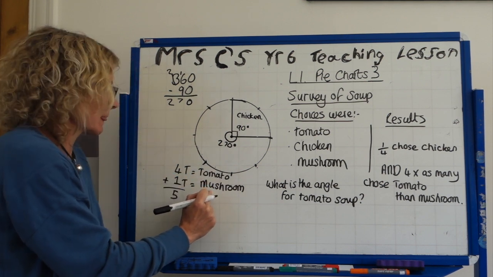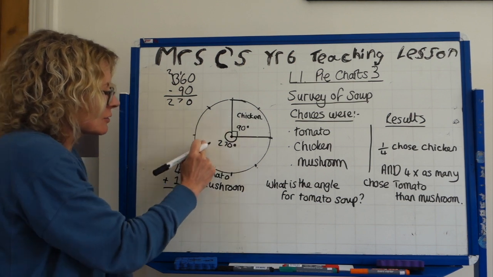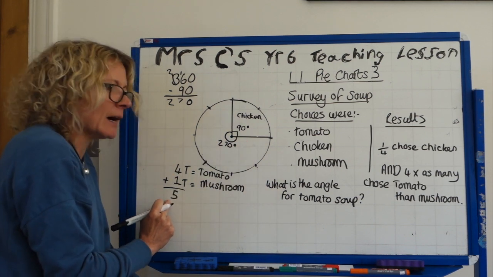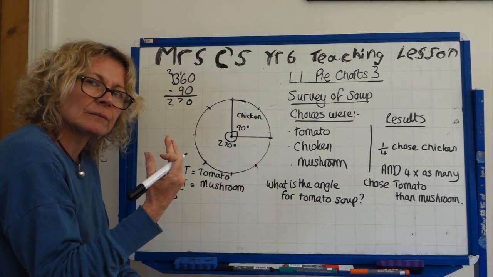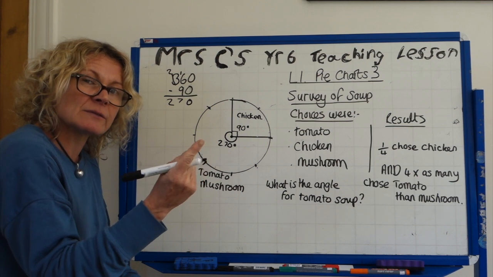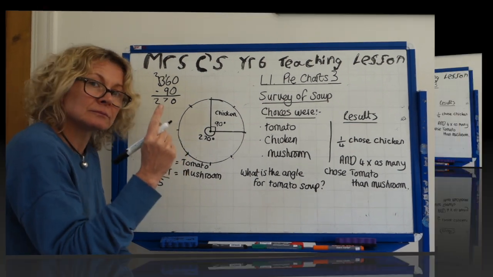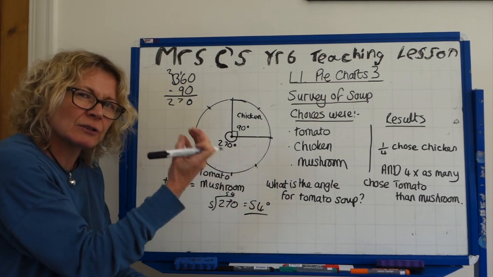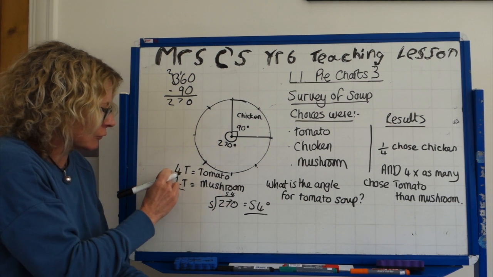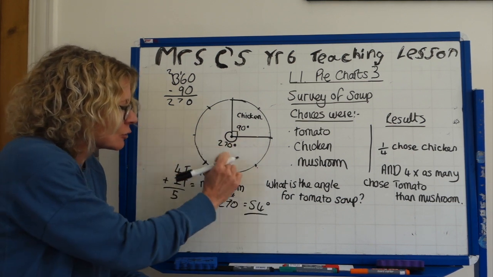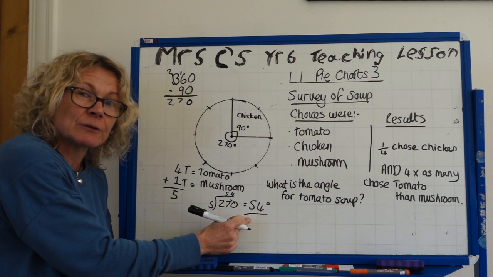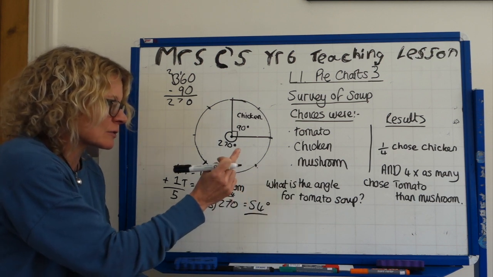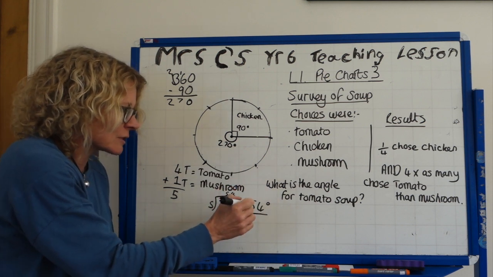4 lots of tomato and 1 lot of mushroom. Would you agree? Right, so if we know that this 270 has got to be shared equally into 5, what sum are we going to do? Division. Okay, pause the video, do that sum. Right, so each T, each portion if you like, each sector, 4 add 1 is 5, 5 into the 270 degrees that we've got left is 54 degrees each. So 4 times as many people chose tomato, 1 portion is 54.